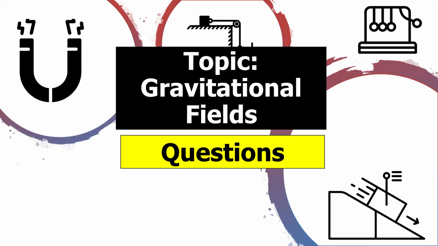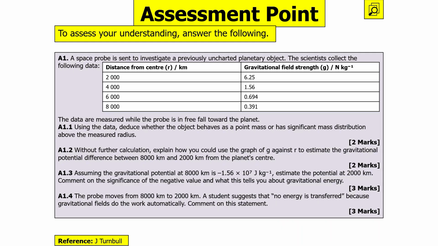Let's have a look at some examination style questions for gravitational fields. A space probe is sent to investigate a previously uncharted planetary object. The scientists collect the following data. The data are measured when the probe is in freefall towards the planet. Using the data, deduce whether the object behaves as a point mass or as a significant mass distribution above the measured radius.